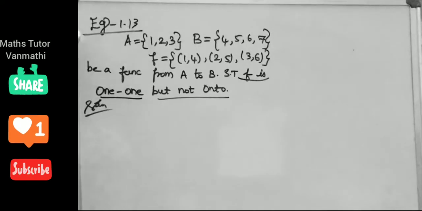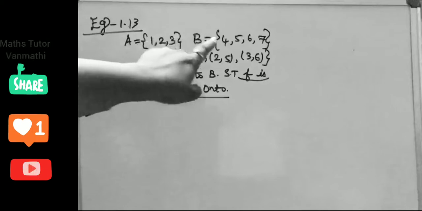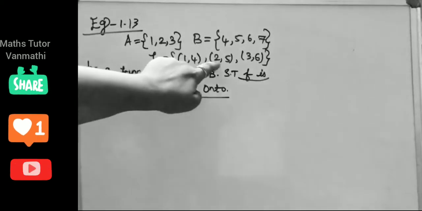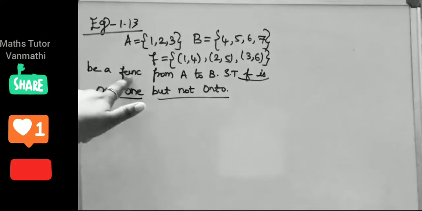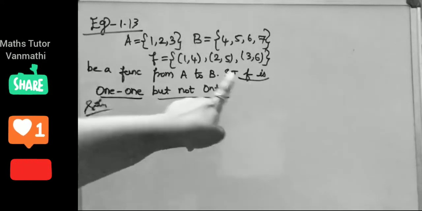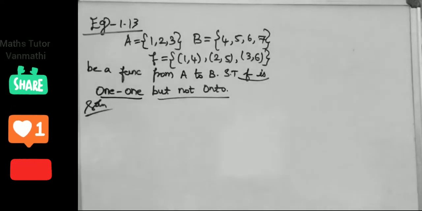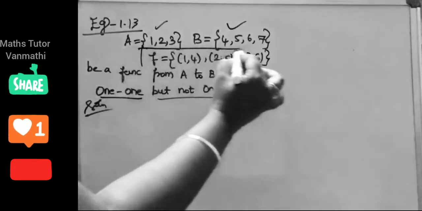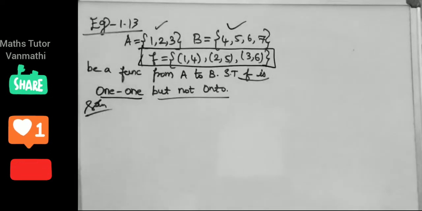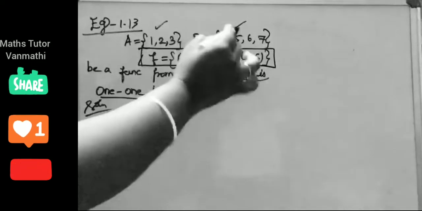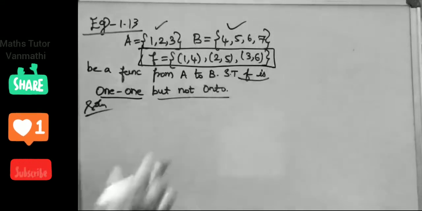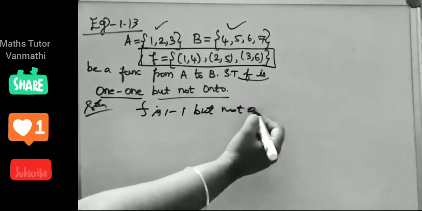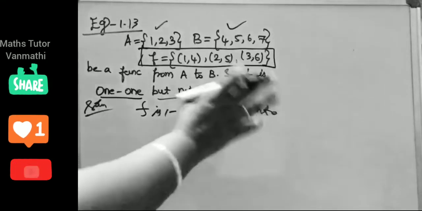Example 1.13. A is equal to {1, 2, 3}, B is equal to {4, 5, 6, 7}, and the function is given as f = {(1, 4), (2, 5), (3, 6)}. Let f be a function from A to B. We have to show that f is one to one but not onto. That is, f should be one to one but it should not be onto.